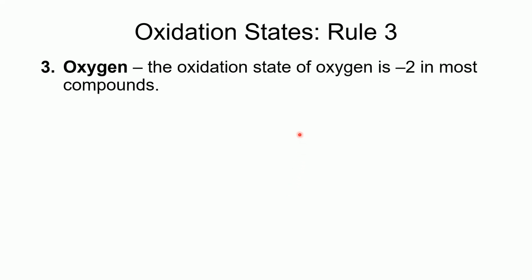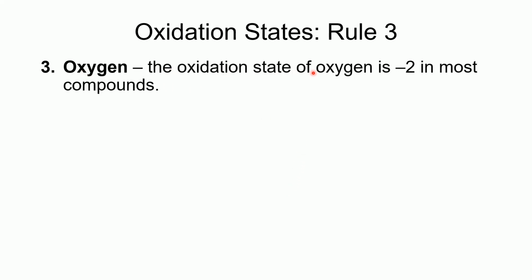Usually you'll follow these rules in order. You'll say, is it an element? No. Is there a monatomic ion present? If there is, then you put that in there, but if not, then you just move on to the next rule, and our next rule is oxygen.